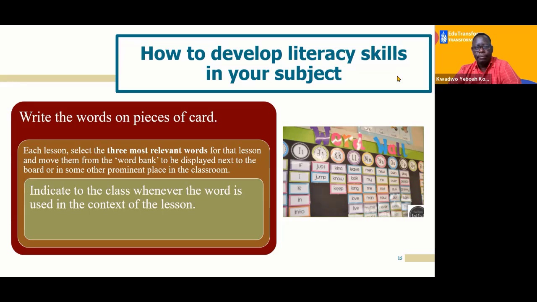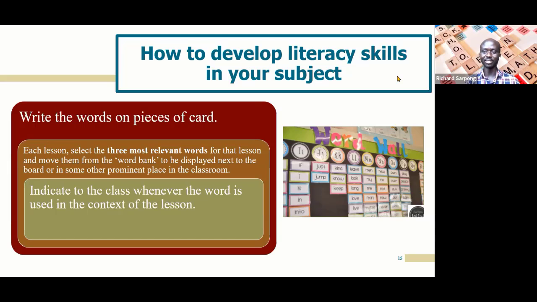And every lesson, you need to try and bring out the terms that are relevant and are going to be used in the current lesson. So you write the words on a piece of cards, for example, and in each lesson, select the keywords that are relevant for that lesson, and then display them next to each other so that the students are aware that as far as this lesson is concerned, these are 3, 4, 5 keywords that we are going to use in this lesson, right?